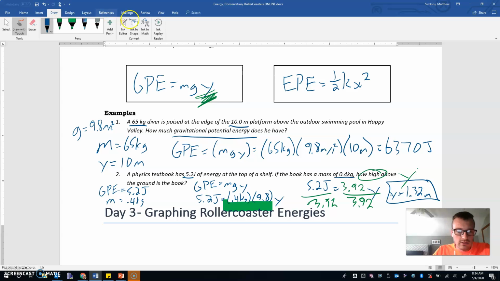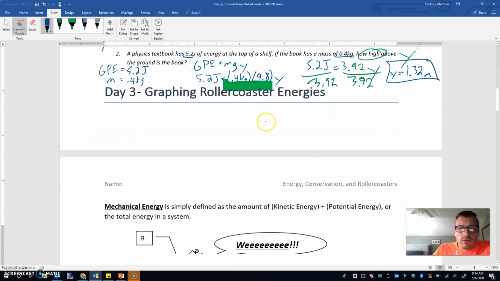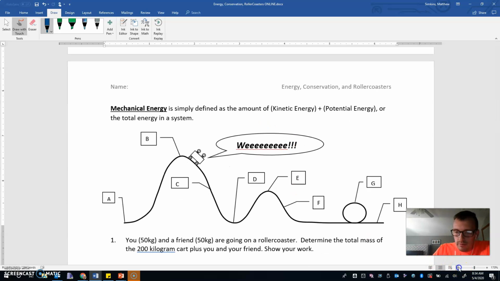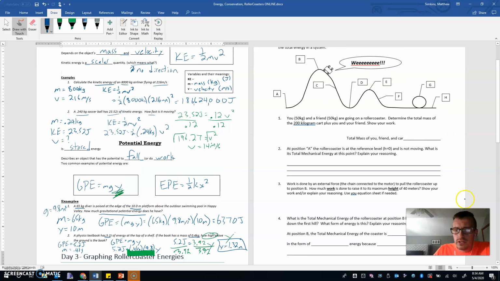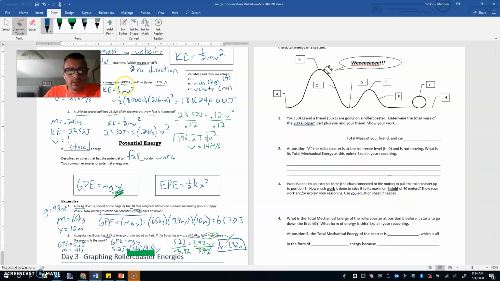Now, why did I give you these two specific examples? Because our activity that I want you to look at today is graphing roller coaster energies. So let me zoom out a little bit so you can see more of the document at once. We're going to track the motion of this roller coaster as it goes through its little journey here. And down at the bottom, of course, you're not going to have any energy because you don't have a height and you don't have a speed.